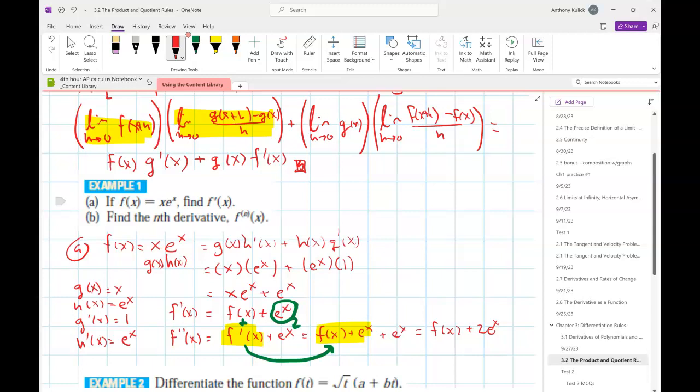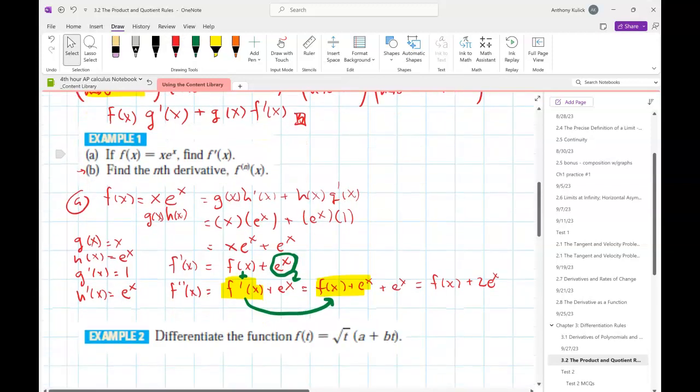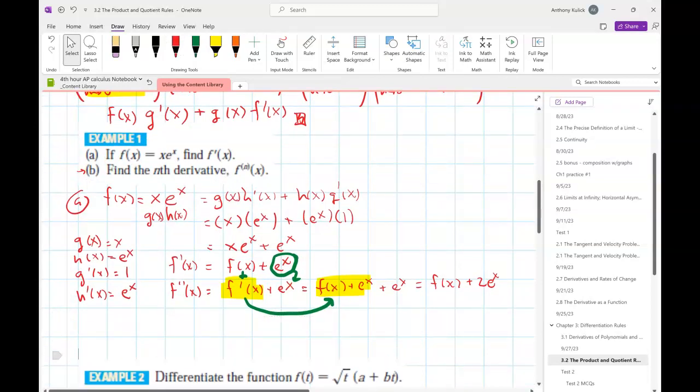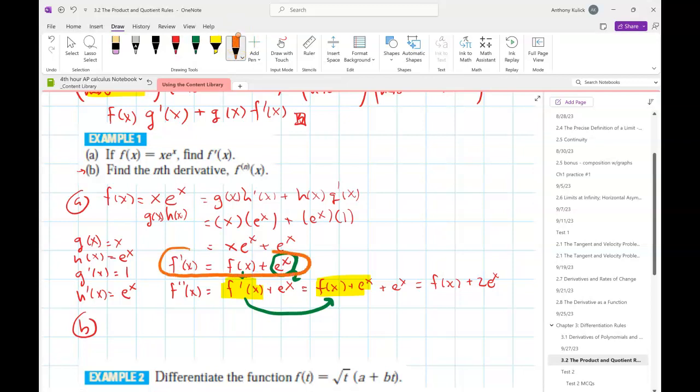Because what were we asking in B? The nth derivative. So how am I going to figure that out? Well, I'm going to do the first, second, maybe the third derivative if I need to, to try to get a handle on the pattern. Who sees the pattern? Let's look. You just keep adding in e to the x. Yeah, that's right.